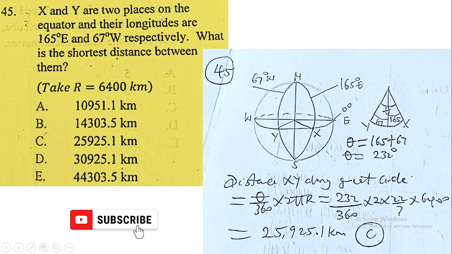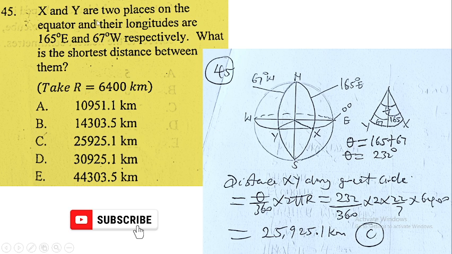Question number 45 now is from latitude and longitude. We are told that X and Y are two places on the equator, and their longitudes are 165 degrees east and 67 degrees west respectively. What is the shortest distance between them? Now we are finding the distance between X and Y along a great circle or a small circle? Great circle, because both of them are on the equator, and the equator is a great circle.